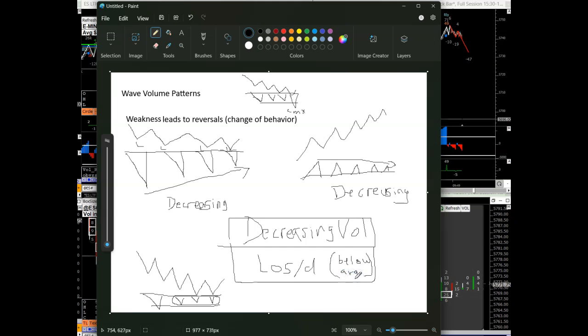You can use other thresholds, but this is the obvious one that everybody understands, right? That this is significantly below average, below average, below average. And I'll show you examples of this all over the place.